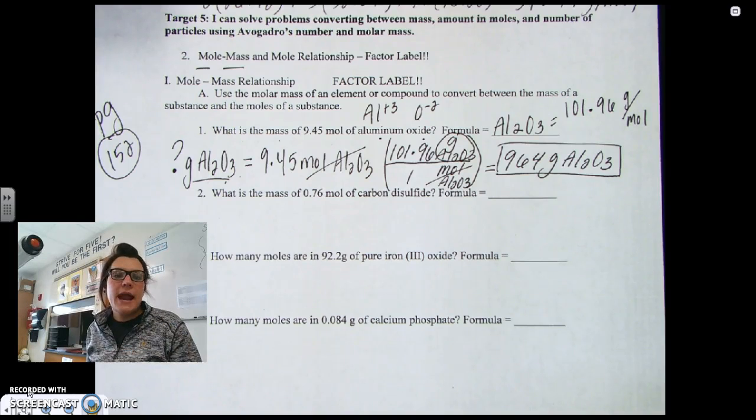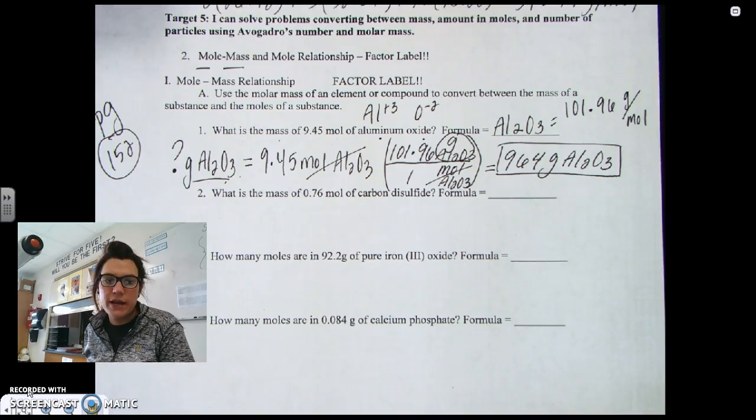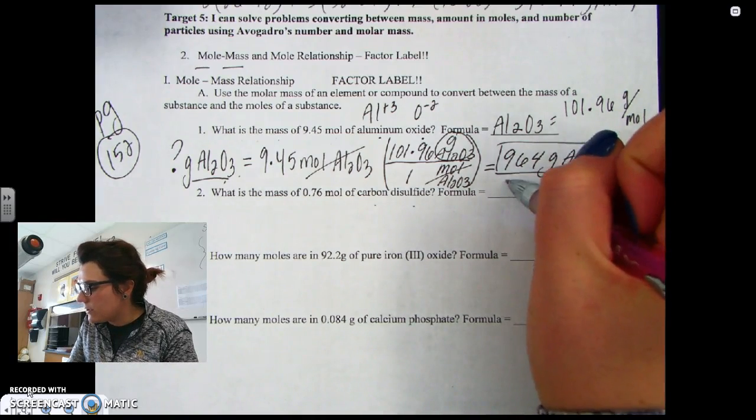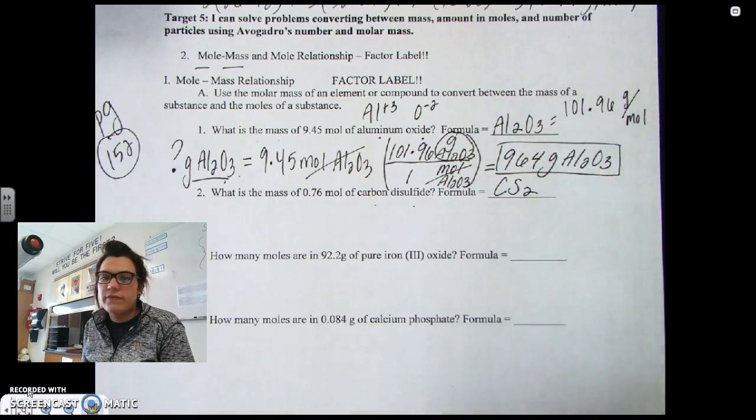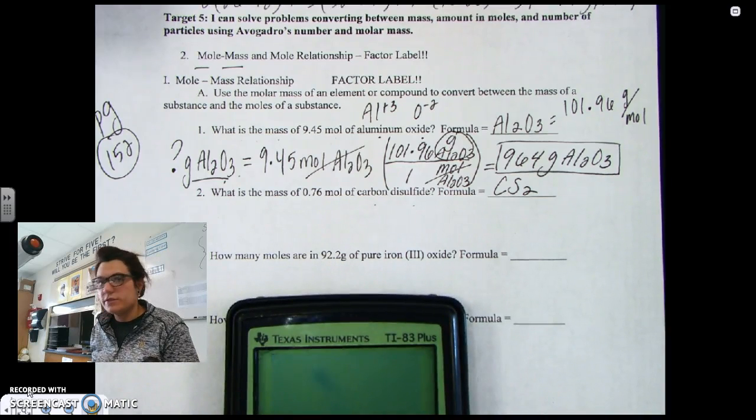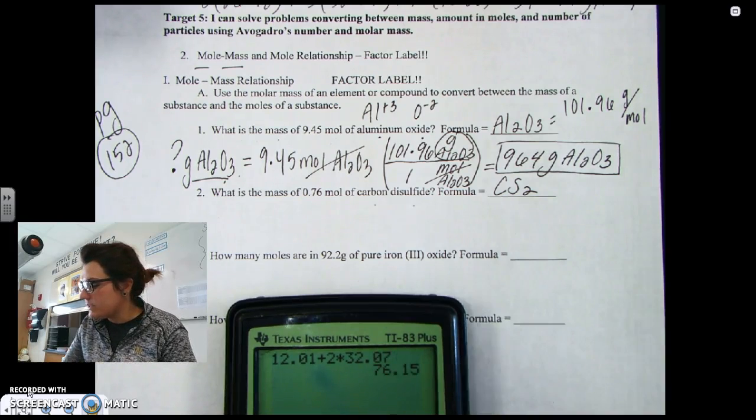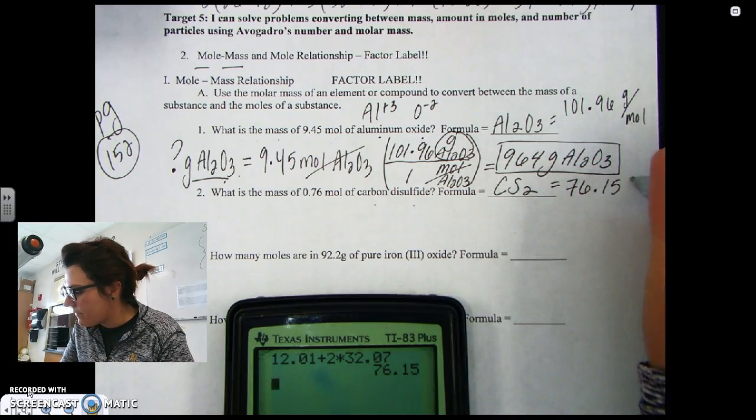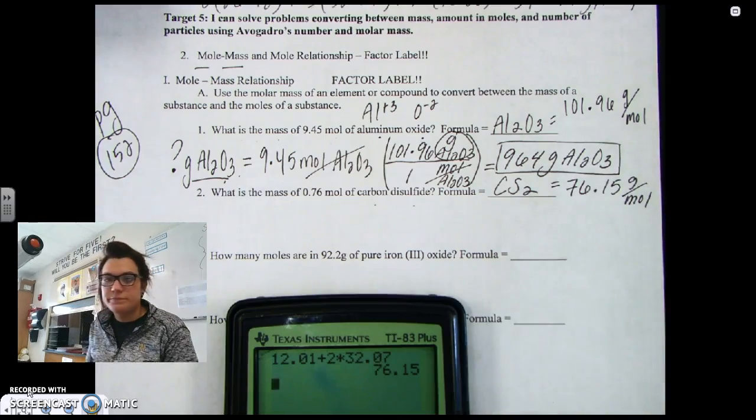What is the mass of 0.76 moles of carbon disulfide? Okay? Non-metal, non-metal, so I just write it as it is. So it's carbon disulfide, which is CS2. Okay, so let's calculate this. Carbon is 12.01. I have 2 sulfurs, and they weigh 32.07. So this molar mass is going to be 76.15 grams per mole.